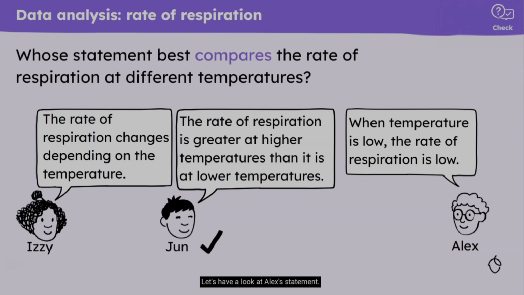Let's have a look at Alex's statement. When temperature is low, the rate of respiration is low. This is a more detailed statement, but it's still not a comparison. For example, it's not using words that end in ER or EST to help make the point. Let's look at Jin's. The rate of respiration is greater at higher temperatures than it is at lower temperatures. You don't need to use a word that ends in ER, but it really does help make the point that you are comparing. Well done if you got that right.